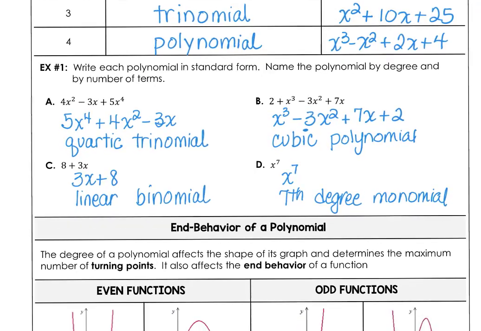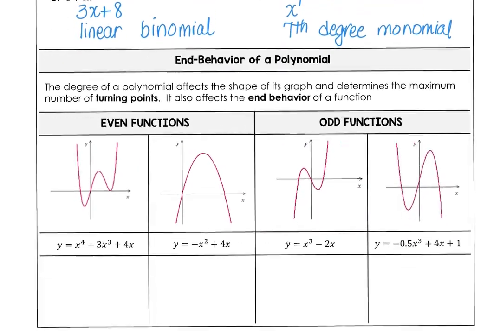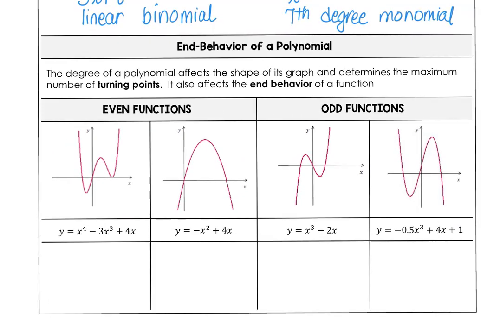So the degree of a polynomial will affect the shape of its graph, and it'll also determine the maximum number of turning points. It also affects the end behavior of a function. When we have an even function, like power 4 or power 2, the graph starts and stops in the same location. This one is up and up, and this one is down and down.